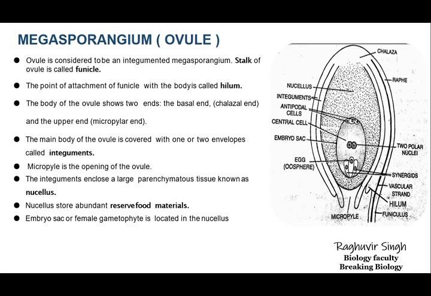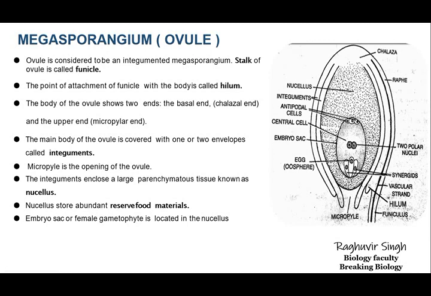Now the integument encircles the whole of the ovule except a certain region, that is called the micropyle. The region where the integument is absent is called the micropyle, and the end opposite to the micropyle is called the chalaza. Enclosed within the integument is the whole mass of cells called the nucellus, and within the nucellus is located the embryo sac, or the female gametophyte, because it contains the egg.